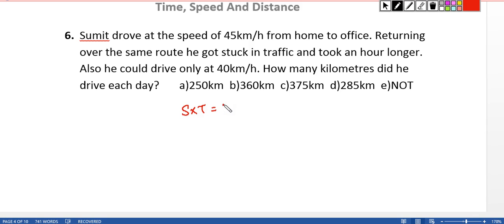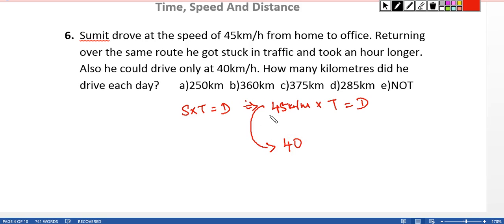Speed into time equal to distance, and they have already given me my speed. This is 45 km/h into some time. I travel for some time, and I am able to drive this particular distance. Okay, and while returning, this 45 became 40, because he got stuck in the traffic, so his speed obviously got reduced.